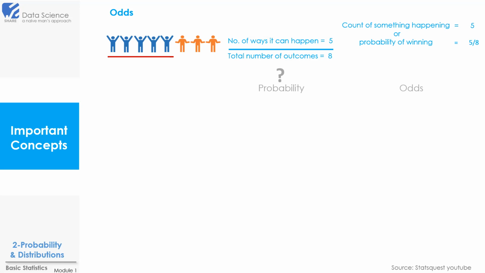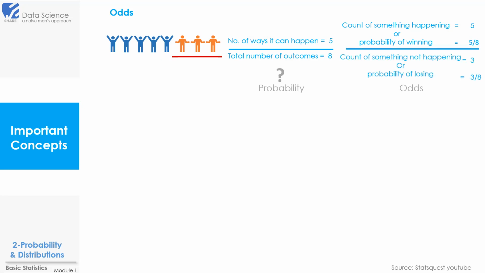Now on the other hand, odds are defined as count of something happening, meaning winning here, which is equal to 5, or you can say probability of winning, which is equal to 5 by 8, divided by count of something not happening, or you can say probability of losing, which is given by 3 by 8. So we will put these values and we'll get odds in favor as 5 by 3.